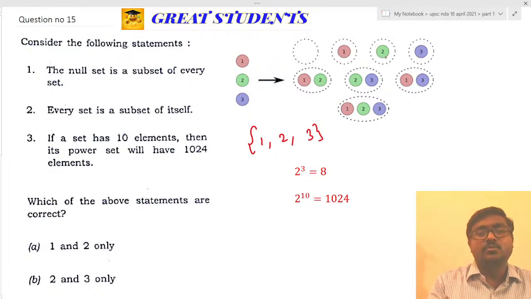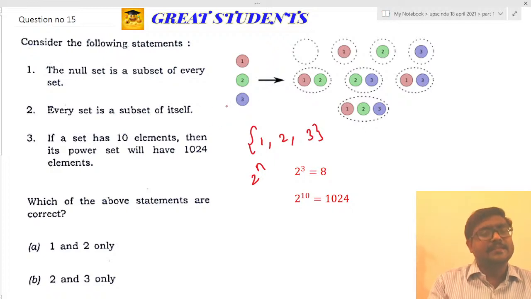The subsets are {1}, {2}, {3}, {1,2}, {2,3}, {1,3}, all three together, and one null set. You know this very well, right? When there are 3 elements, what is this called? It is called the power set. How many subsets will we get? 2 power n, and n is 3, so 2 cubed is 8. We got 8, right? 4 plus 3, 7, plus 1, 8.